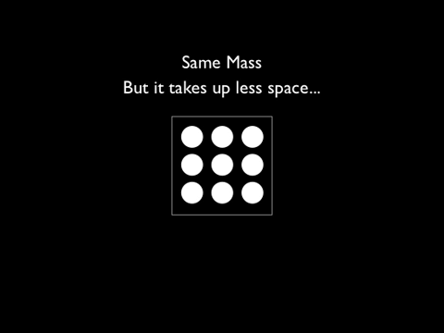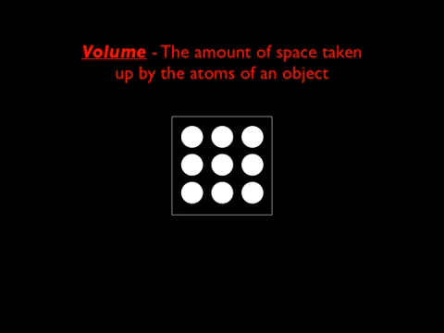So we need a way to talk about that quantity of how much space is taken up, and we call that volume. Volume is the amount of space taken up by the atoms of an object. And really that space comes from the space in between the atoms. So if there's a lot of space in between the atoms of a substance, it's going to have a greater volume. A smaller space will mean a smaller volume.